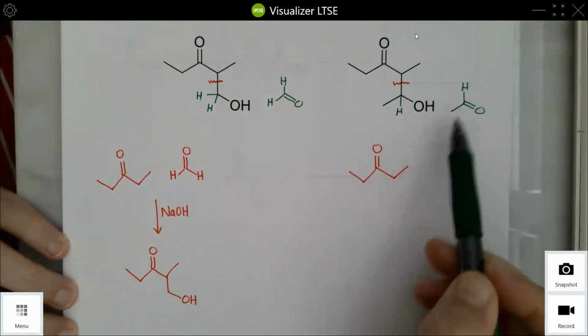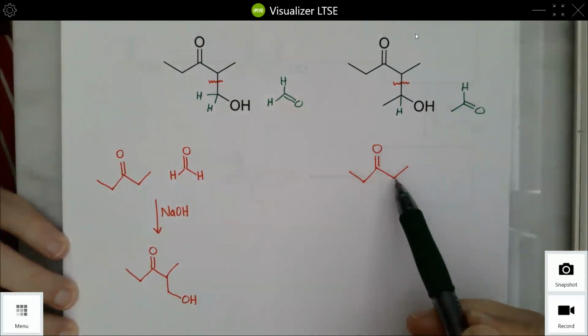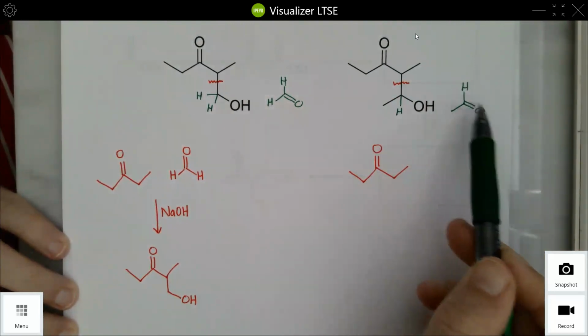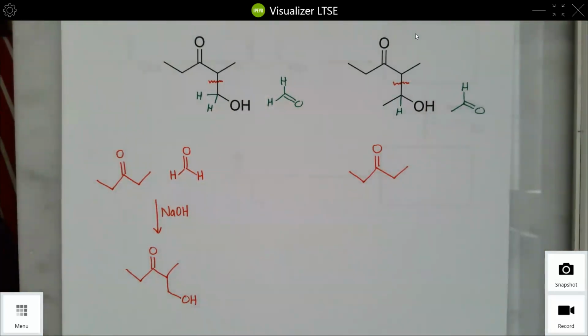So if we mixed this and this with sodium hydroxide, some of this will form the enolate from the ketone, and some enolate will form from the aldehyde, which will lead to a mixture of products. So that would not be a successful crossed aldol reaction.